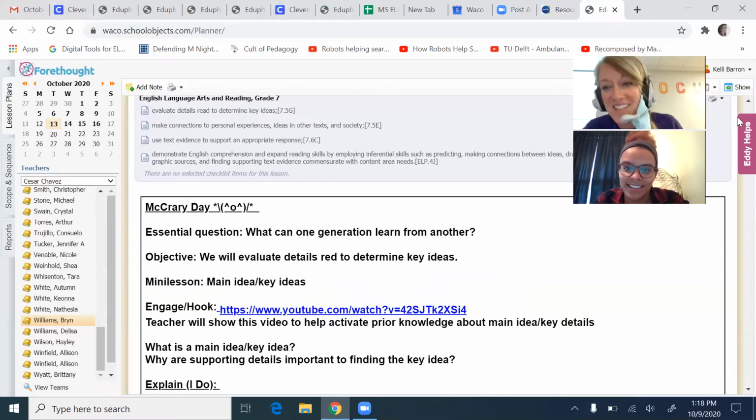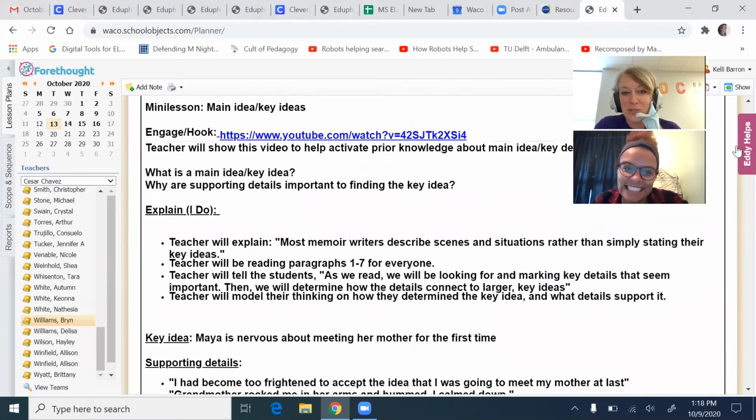You saw this as a teacher and you were trying to explain it away, because you said in memoirs, which is literary nonfiction, writers describe scenes and situations rather than simply stating their key ideas. It's because key ideas aren't a focus of this type of literature. Does that make sense?